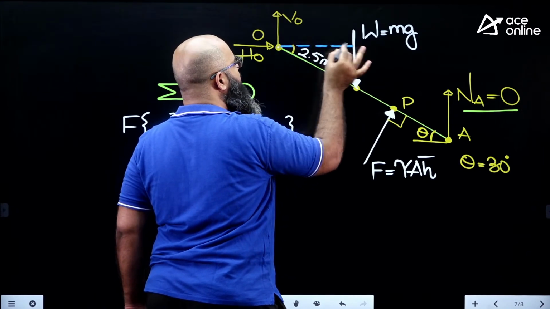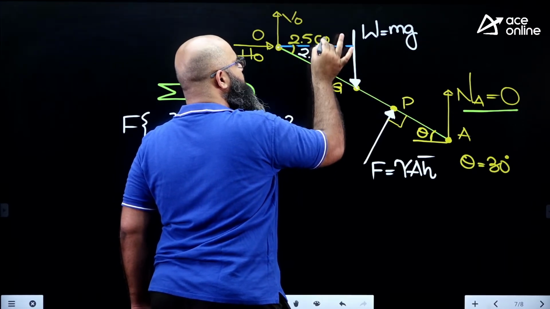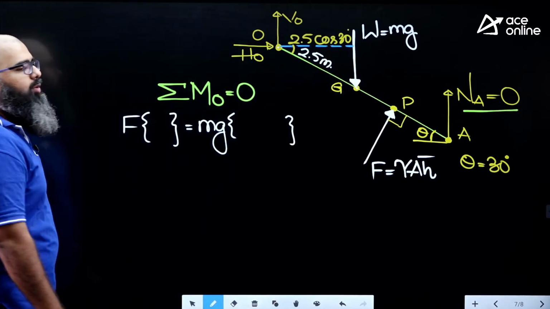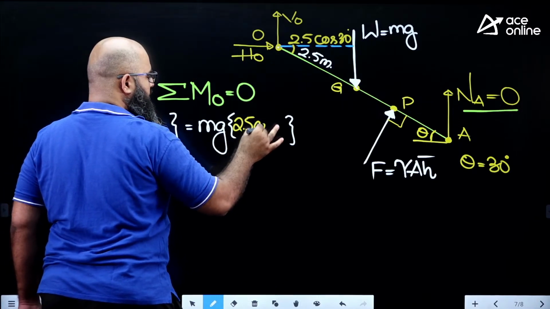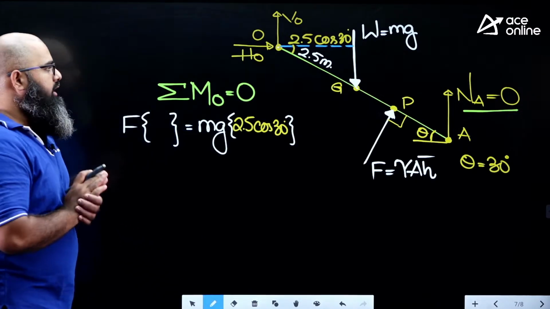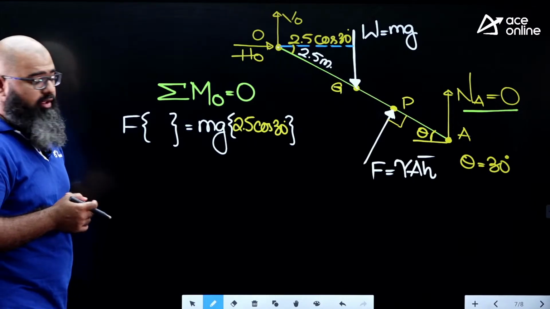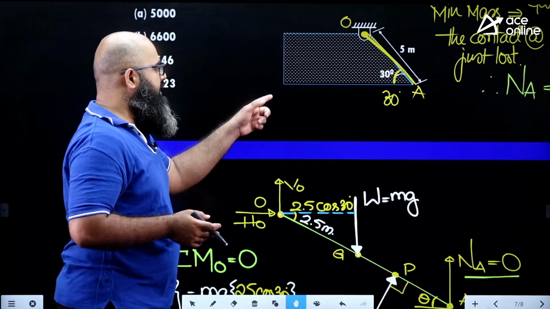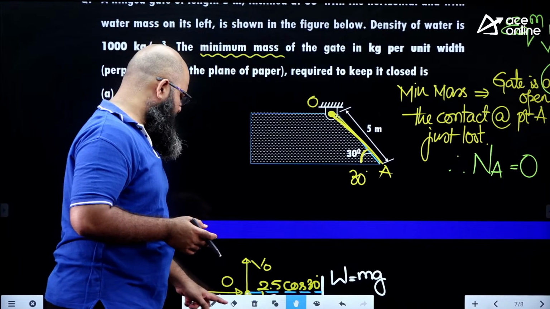So therefore the lever arm over here is supposed to be equal to how much? 2.5 cos 30. I hope you are following this thing. So I can write 2.5 cos 30 over here. Okay. Next thing, I need to know the value of the lever arm of F. For finding this, I am taking the advantage of the pressure prism. I am making use of the pressure prism over here.